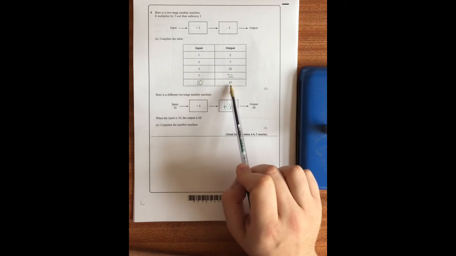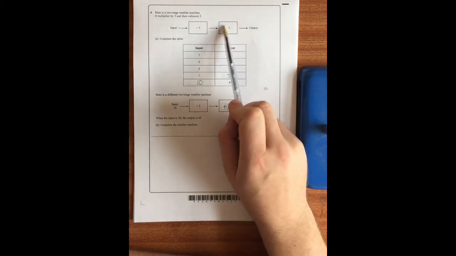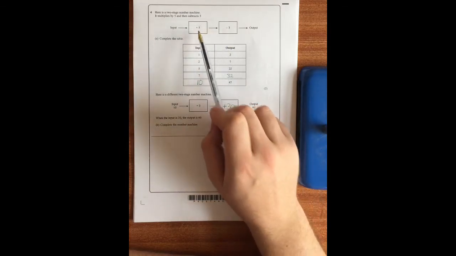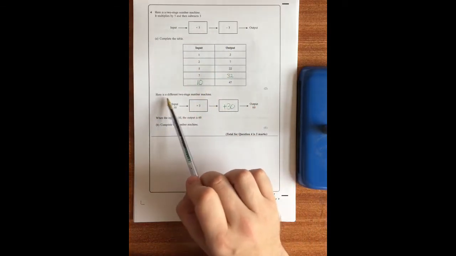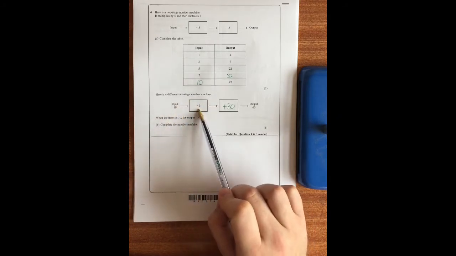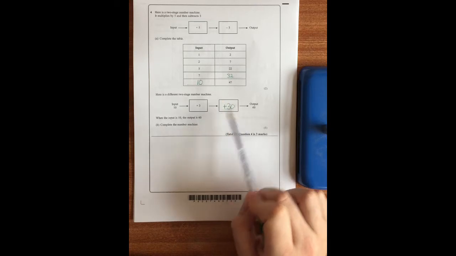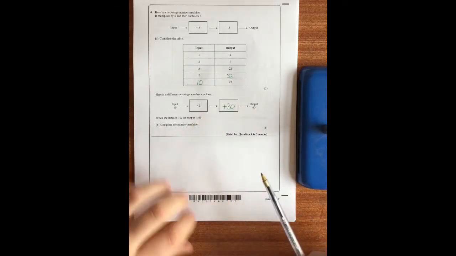To work backwards, we start with 47 and we will add 3 to undo this part, which gives us 50, and then divide by 5, which will give us 10. Here's a different 2-stage number machine. The input is 10. If we multiply by 3, what do we need to do here to get 60? So the answer is to add 30.